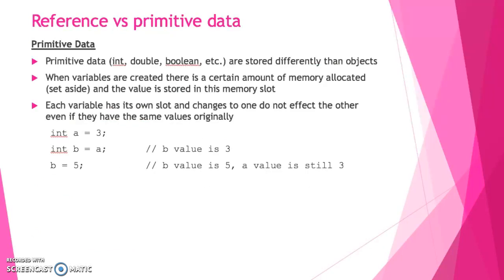Reference versus primitive data. So primitive data is going to be ints, doubles, and booleans, and those are stored differently than objects. So when variables are created, it allocates a certain amount of memory to be set aside, and each variable has its own slot, and changes to one do not affect the other. So in this example, I have two integers that were created, and I created b with the value of a. So essentially what happened is the value that was in a, the value of 3, is copied into b. So now both b and a are equal to 3. And now when I say b equals 5, this changes the value of b, but it does not affect the value of a.